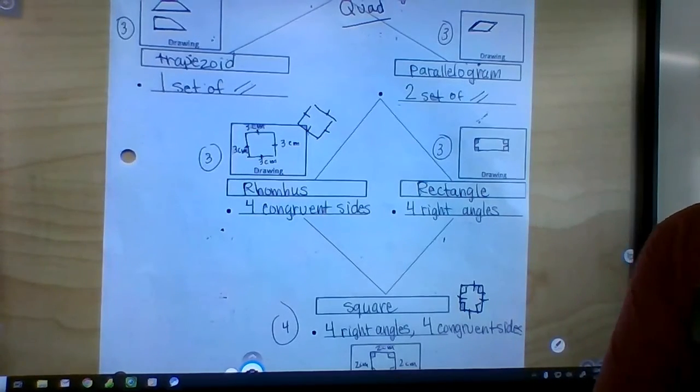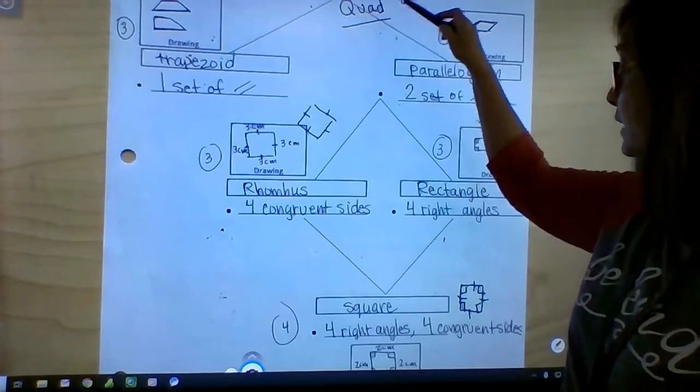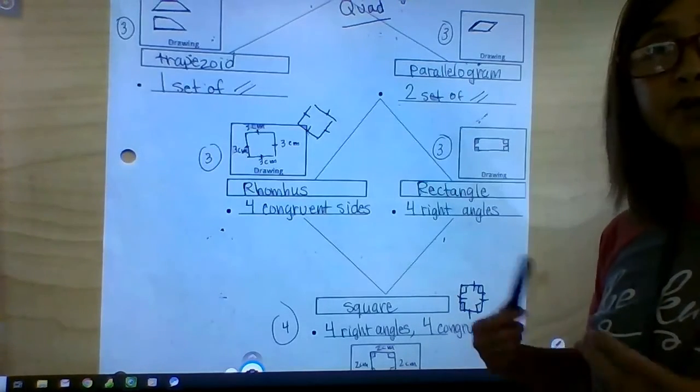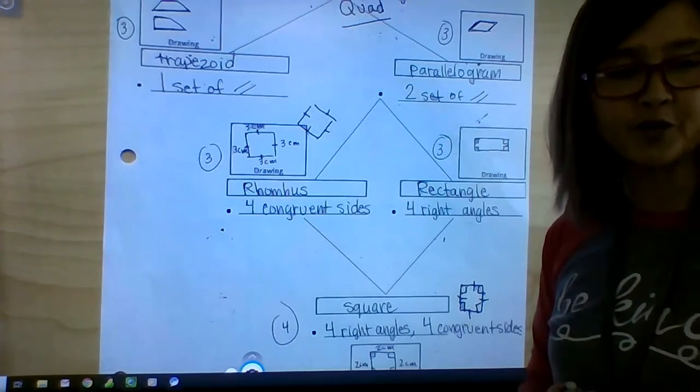On our test, this would actually be what your test would look like, other than being filled in. All of these blanks would be left for you to fill in. We will not be taking this test. This is just information for you to know about, okay?